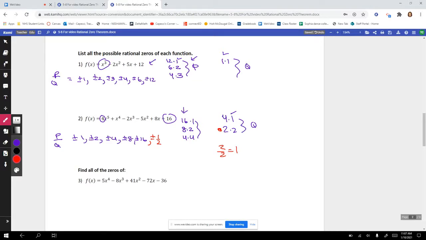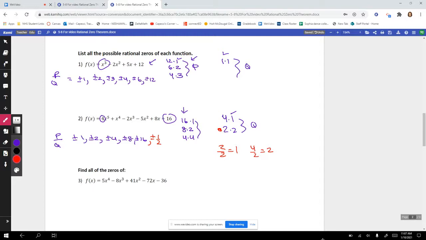Same thing if I go 4 over 2, that's 2. I already have that one. The same thing if I use 8: 8 over 2 is 4, I have that one. 16 over 2 is 8, so I have that one as well.